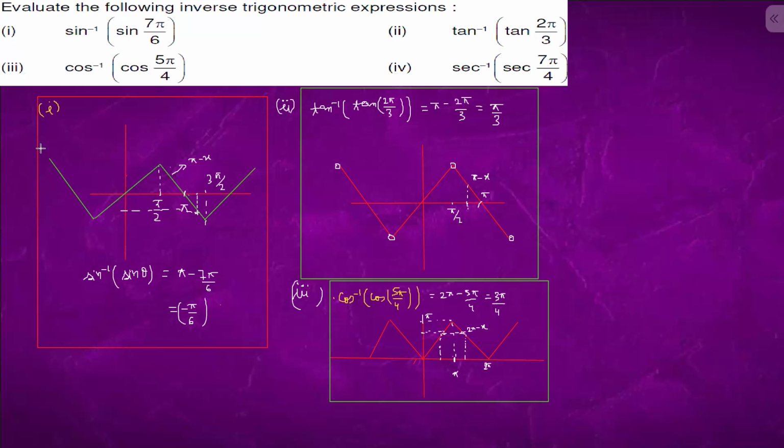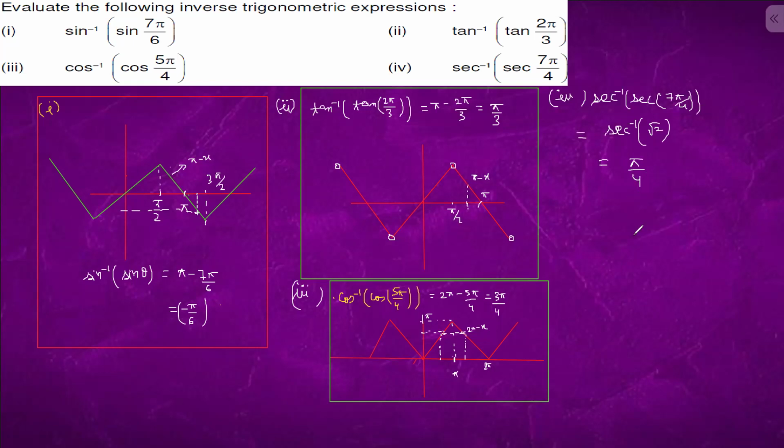Now it's time for question number 4. It is sec inverse of sec 7 pi by 4. I'm using a different method. Sec 7 pi by 4 is 2 pi minus pi by 4, which is root 2. And sec inverse root 2 will be pi by 4.